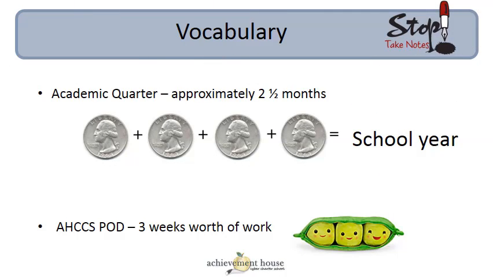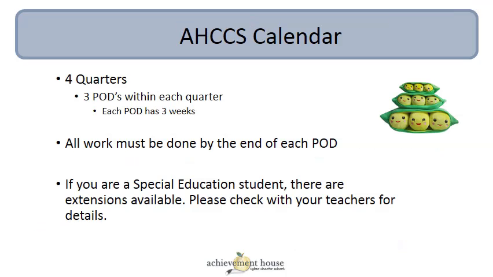The other word you'll need to be familiar with is pod. At Achievement House Cyber Charter School, our work is broken down into pods, and a pod is 3 weeks worth of work. So at Achievement House, we have 4 quarters in a school year. There are 3 pods within each quarter. And remember, a pod has 3 weeks.